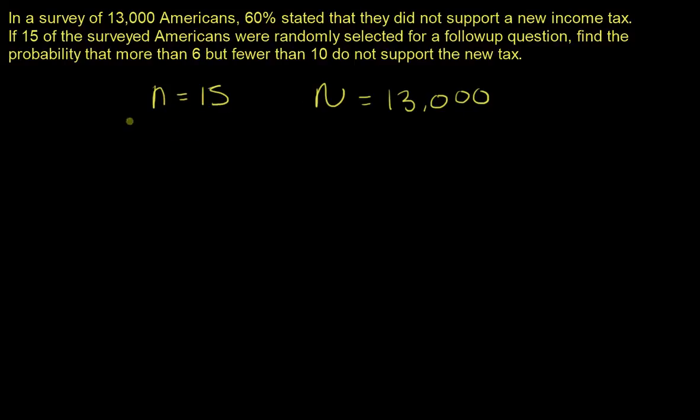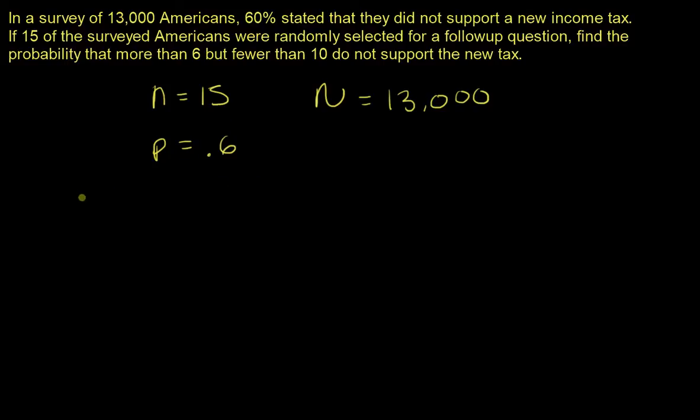Okay, so the fact that we surveyed without replacement from the population of 1,300 had very little impact on our probability. All right. So we're going to use a binomial approximation. For the binomial, we need n and we need p. Okay, so p here is 0.6. 60% stated that they do not support the income tax.